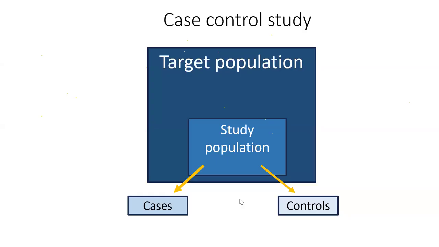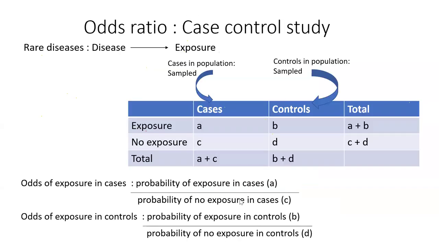You are choosing cases from the study population and you are choosing some controls from the study population. You do not know the base or the denominator here. So you cannot calculate your incidence here or even your prevalence in a case control study. Please remember, you cannot calculate the prevalence nor the incidence in a case control study. All you can calculate is the odds.